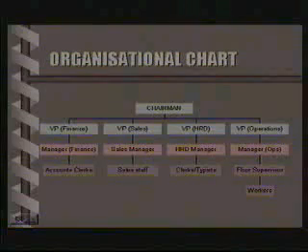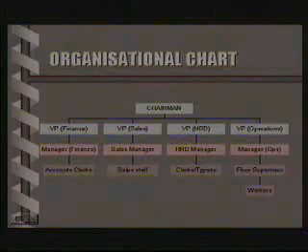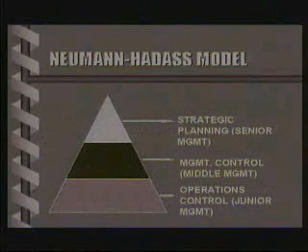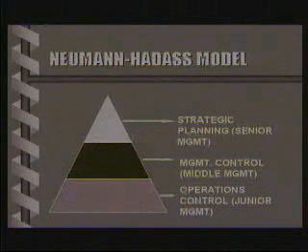Take another look at the organizational chart. You will see that it is divided into three basic levels: the top management, the middle management, and the junior management. This classification of the chart into these three levels is what constitutes the Newman-Hadas model. The Newman-Hadas model says that the senior management or the top management is involved with strategic planning.